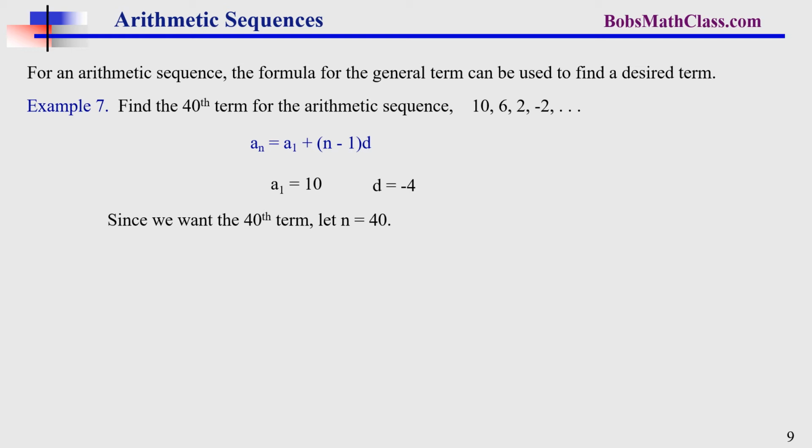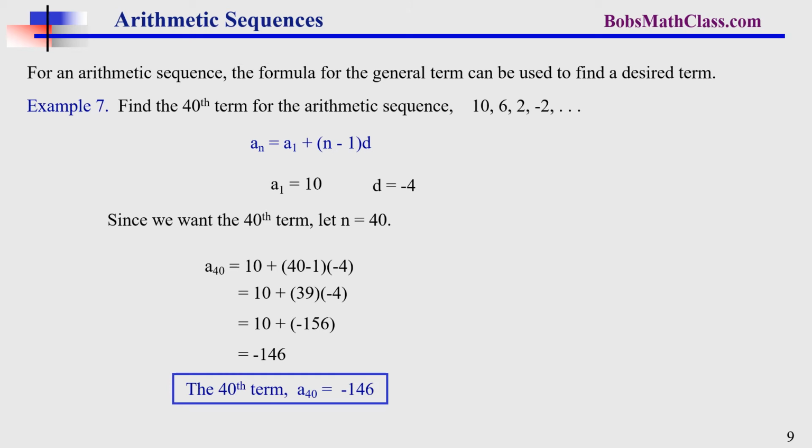So plug those 3 numbers into the formula, and you can work that out on your handy-dandy calculator, or you could do it by hand, it's up to you. Do the parentheses first, then the multiplication following the order of operations. So you get negative 146. That's the 40th term. Again, if you just wanted to type that into your calculator, that would probably be okay with your teacher.